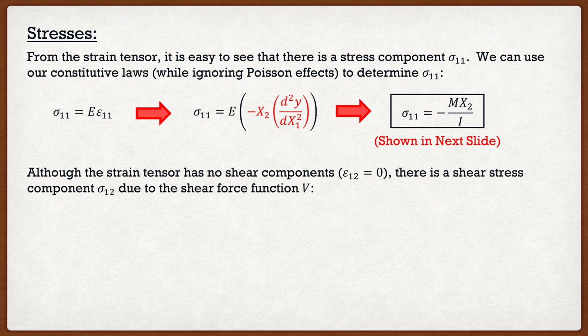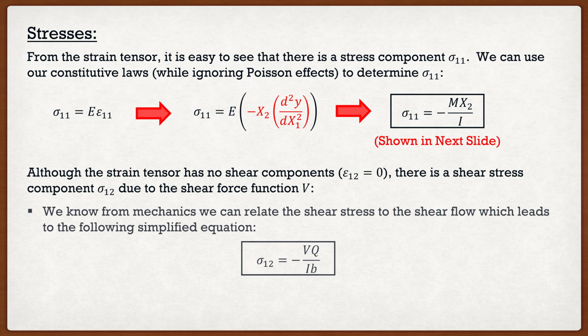Another thing that we also have to discuss is, although the strain tensor has no shear component, so epsilon 1,2 we found was 0, well, we know that there actually is going to be a shear stress component, even though there is no shear strain component. Why is this? Well, we know that our beam is subjected to a shear force function, V. And if we have a shear force function, then of course there must be some shear stresses.